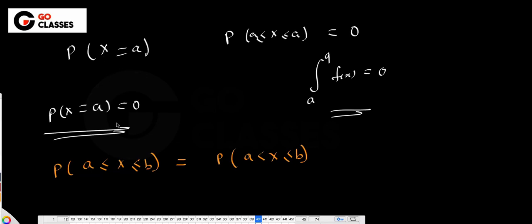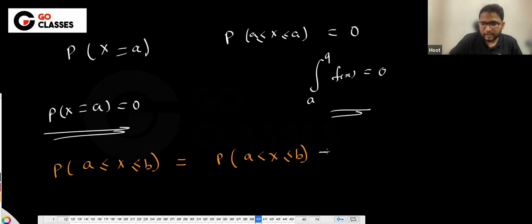Yes, we can write. The reason is that the probability of x being a is 0. So basically, it is plus the probability of x equal to a, but the probability of x equal to a is 0. So that's why we can write like this. Okay, so at least mathematically, this is okay to everyone.